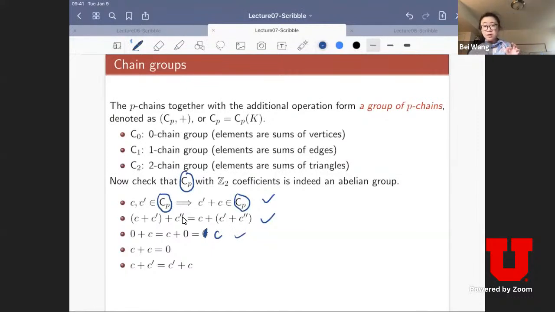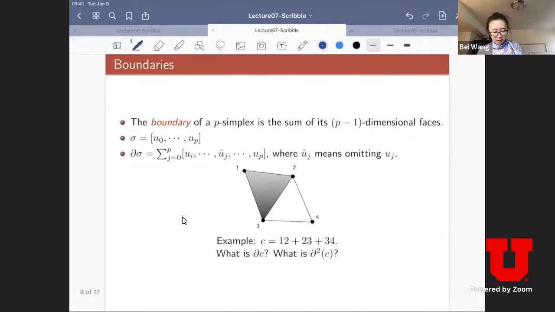And the last bit is that it always has an inverse. In this case, the inverse of a chain is always itself, because if a chain is added to itself, since I have Z2 coefficients, they cancel out completely. So the sum is 0. And finally, if I switch the order of how they operate, they're always the same. So in some sense, not only is it a group, it's also an abelian group. All right, so let's get back to our example.